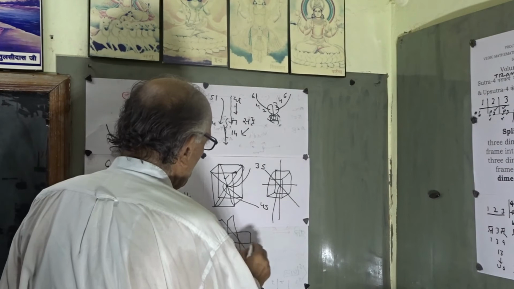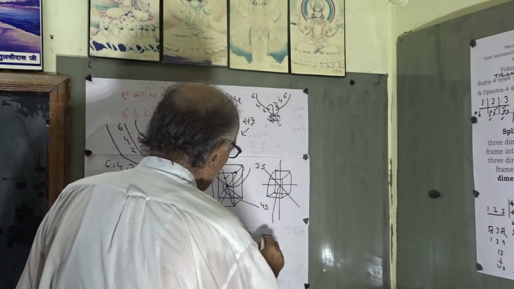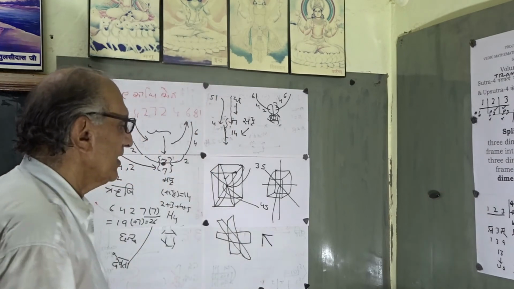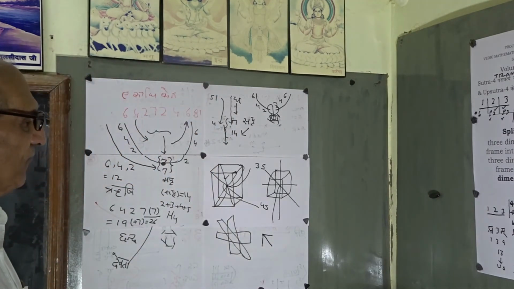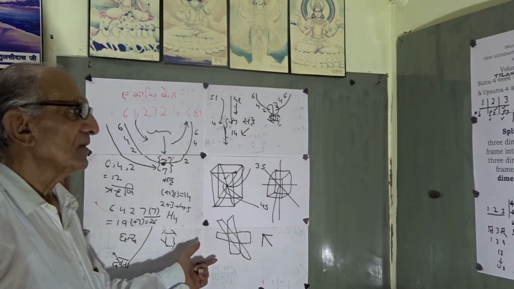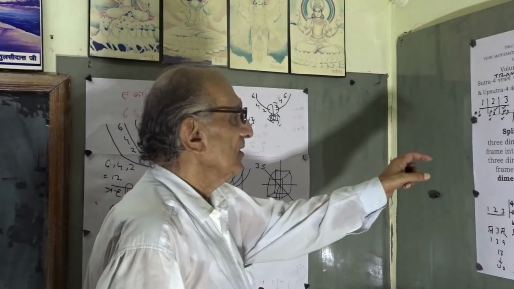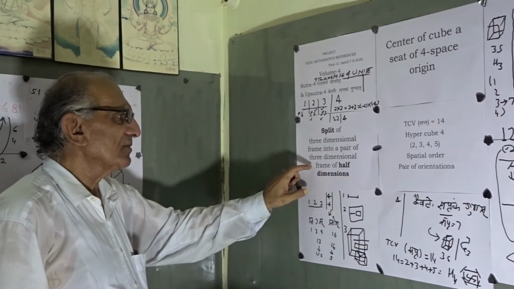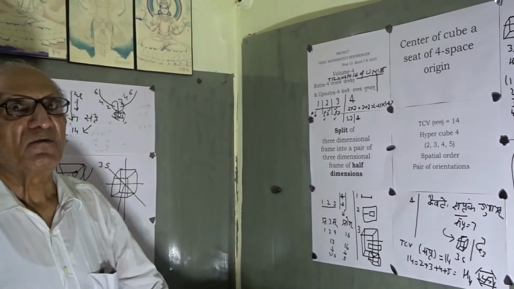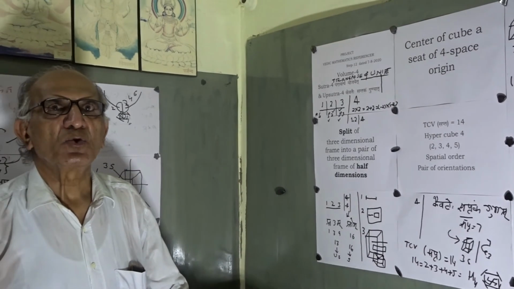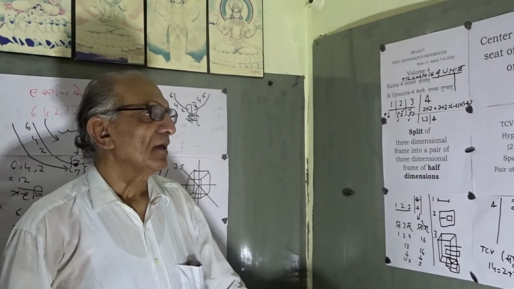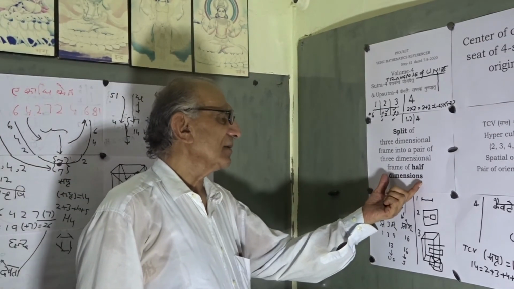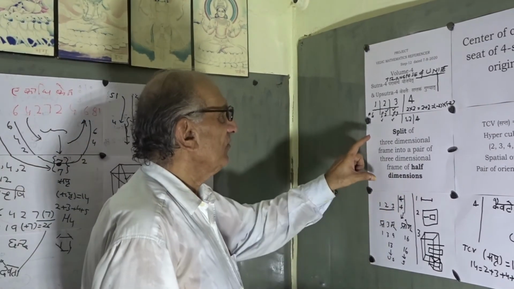It is this feature because of which in each of the corner points there is a 3-dimensional frame of half dimensions. So it is this feature of the split of a 3-dimensional frame into a pair of 3-dimensional frames of half dimensions which is to be attended. It is to be properly mathematized. It is to be worked out.